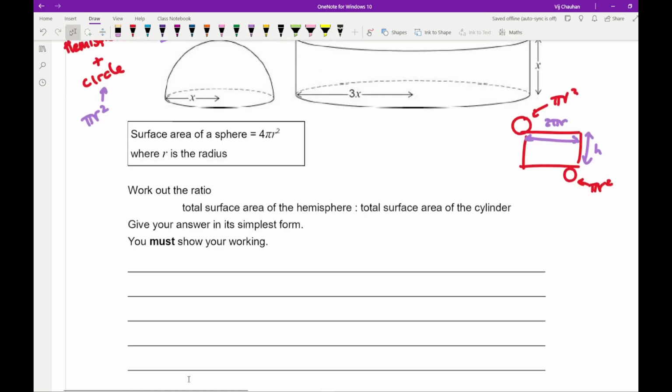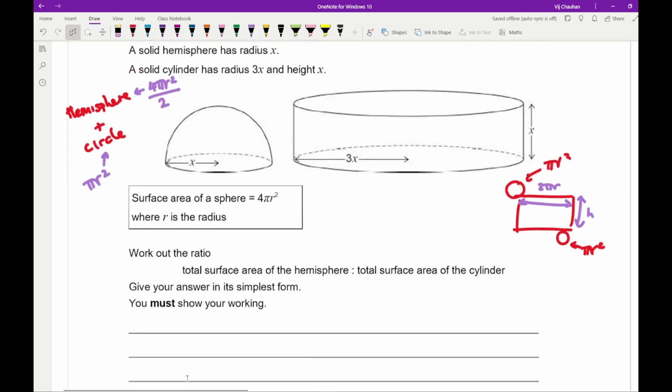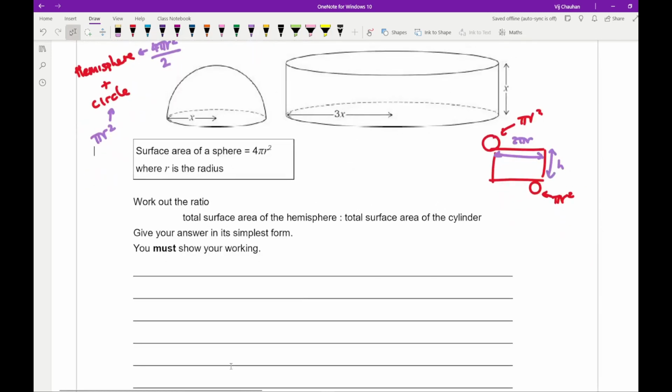Using this, what we can then do is work out what each of those expressions is going to look like. If I take the hemisphere to begin with, notice that whenever we see an r for the hemisphere, that's going to equal x, whereas for the cylinder, r equals 3x. So for the hemisphere, we're going to do 4 pi r squared over 2, which is the curved bit, plus the circle, which is pi r squared.